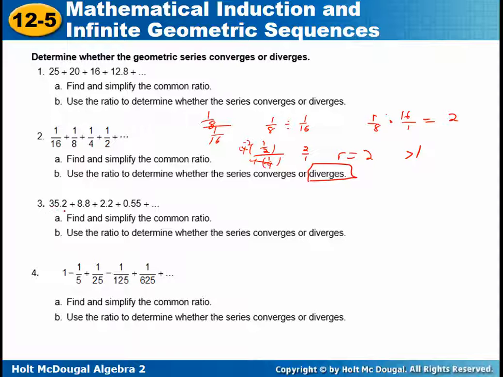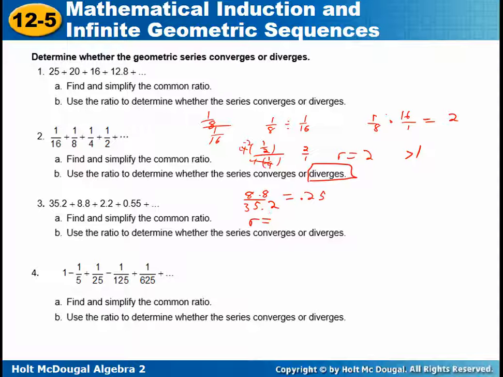Number 3, I think, will converge because these are getting smaller and smaller each time, which is a good hint that this is a converging series. So you'd need a calculator on this one. We'll take 8.8 divided by 35.2. And I grabbed my calculator here, and 8.8 divided by 35.2 is 0.25. Let's check. 2.2 divided by 8.8, that's also 0.25.